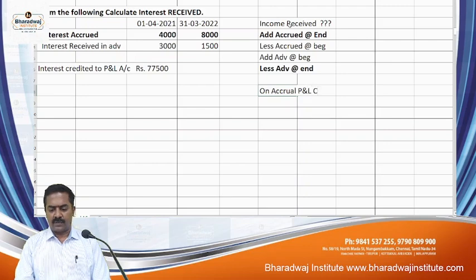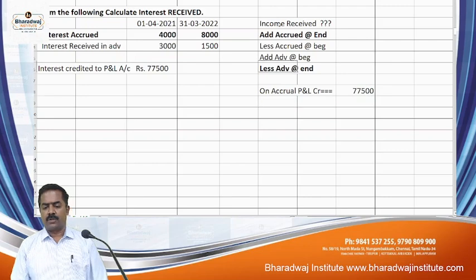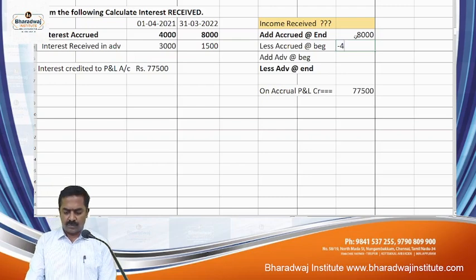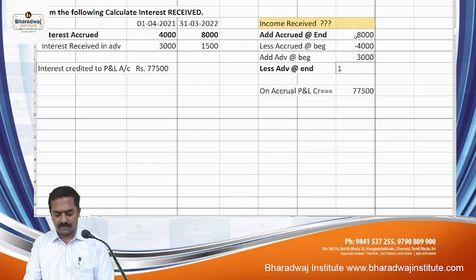P&L account credit you will get, that is given to us. How much? This also you have to go reverse and find out. Try. What is accrued at the end? 8,000. Accrued at the beginning? 4,000. Advance at the beginning? Advance at the end? 1,500. Go reverse.